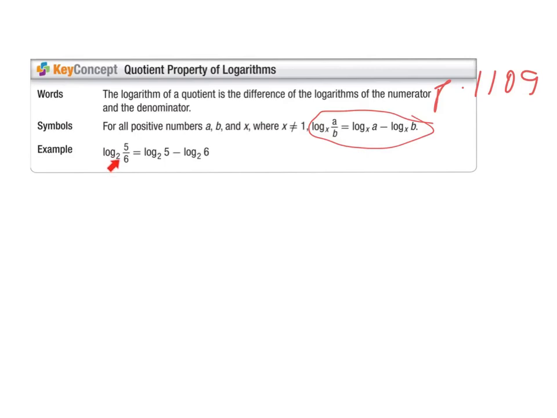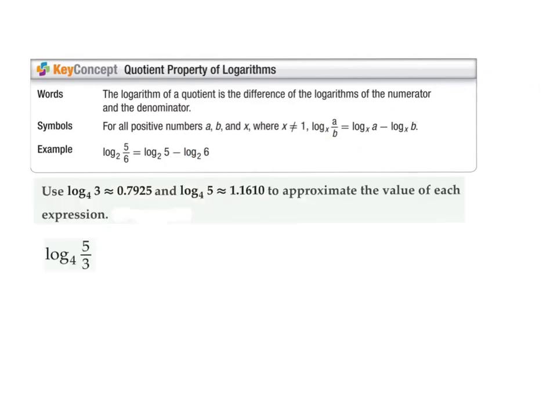So if I was trying to find log base 2 of 5/6, they'd have to give us the value of log base 2 of 5 and log base 2 of 6, which in your homework they will give you, okay? Because you're going to see problems like this. So here's what I'm talking about. This is what the directions would look like.